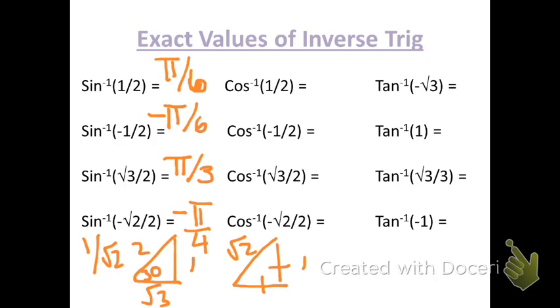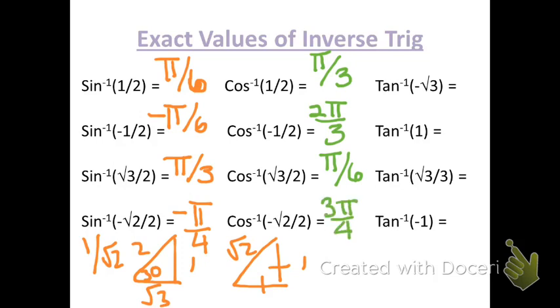Now for the cosine, we're going to do cosine of 1/2, adjacent over hypotenuse. That goes with a 60-degree, so this will be pi over 3. Inverse cosine negative, so this one now has to go to the second quadrant, so that's going to be 2 pi over 3. Inverse cosine rad 3 over 2, that goes with the adjacent over hypotenuse, goes with a 30-degree, so we're going to write that down as pi over 6. Negative rad 2 over 2 has to be in the second quadrant since it's negative, so that one is going to be 3 pi over 4, or 135 degrees.